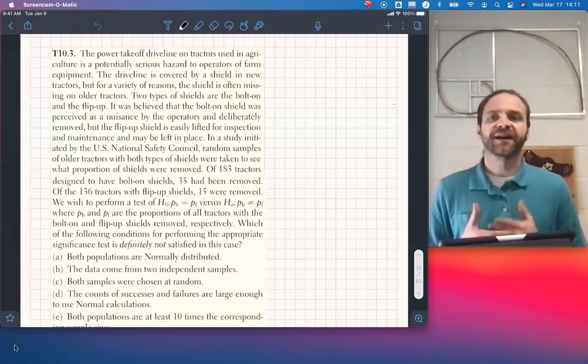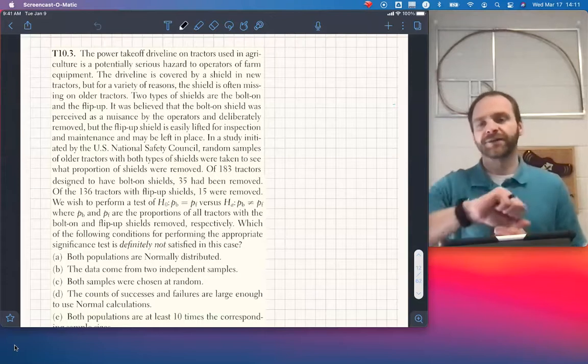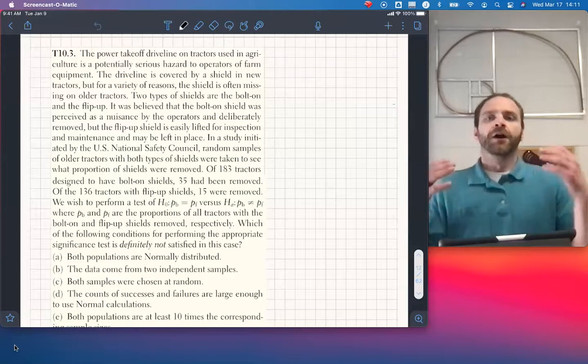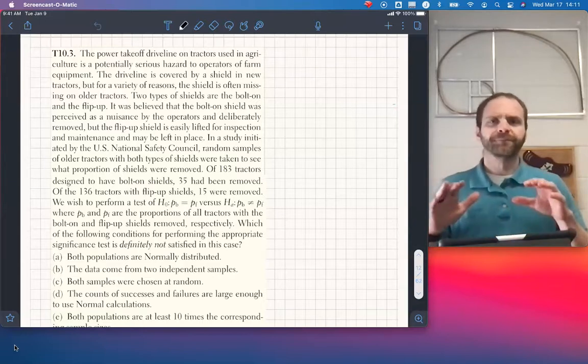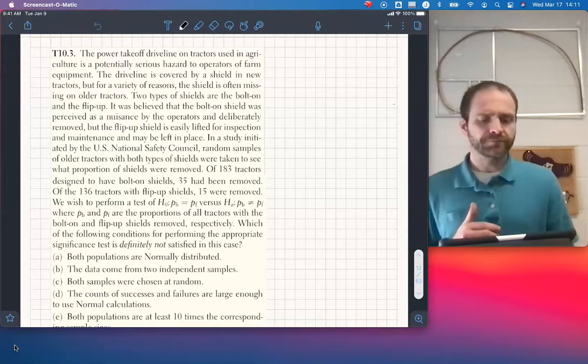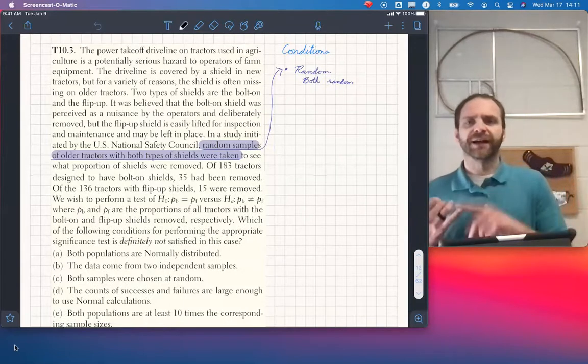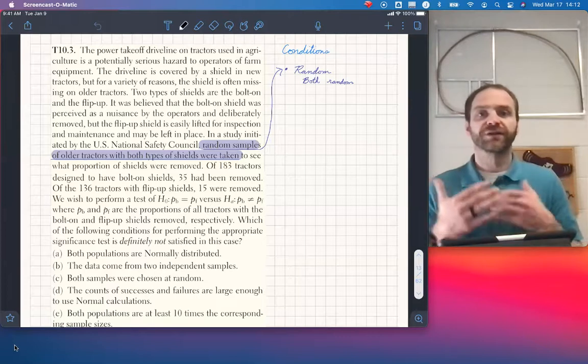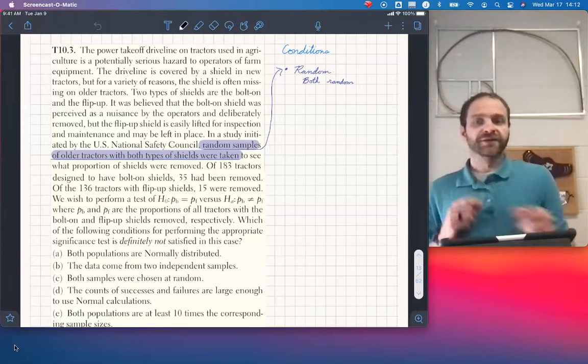In a study initiated by the U.S. National Safety Council, random samples of older tractors with both types of shields were taken to see what proportion of shields were removed. Well, hold on a second. I said the word random, didn't I? It says random samples of older tractors with both types of shields, both were random. So what does that mean?